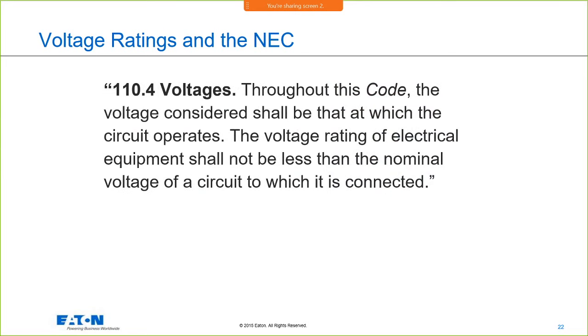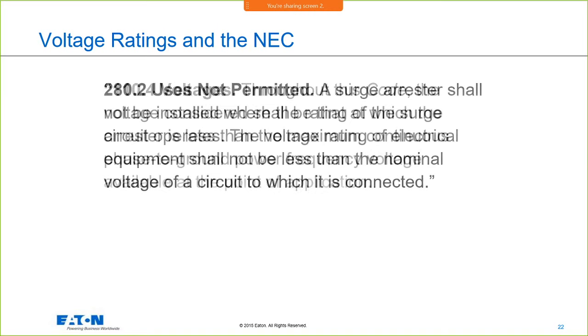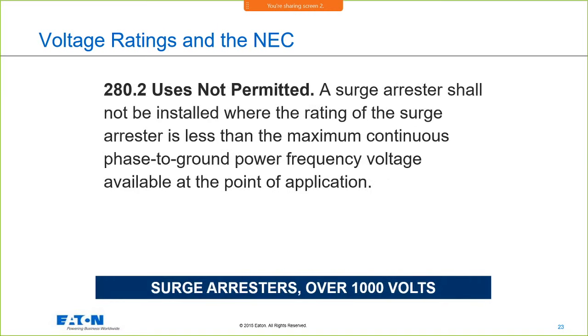So in 110.4, throughout the code, the voltage considered shall be that at which the circuit operates. The voltage rating of electrical equipment shall not be less than the nominal voltage of a circuit to which it's connected. So this is my point earlier. You're going to see a couple terms used. You're going to see a system voltage, the voltage in the system at which it's applied, and then you're going to see the voltage rating of the equipment. One has to be greater than the other, just like we talk about interrupting ratings, etc.